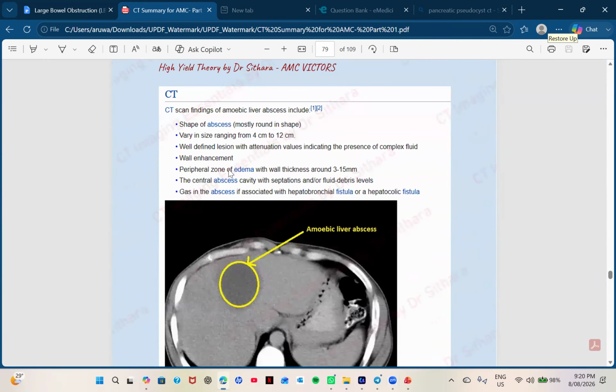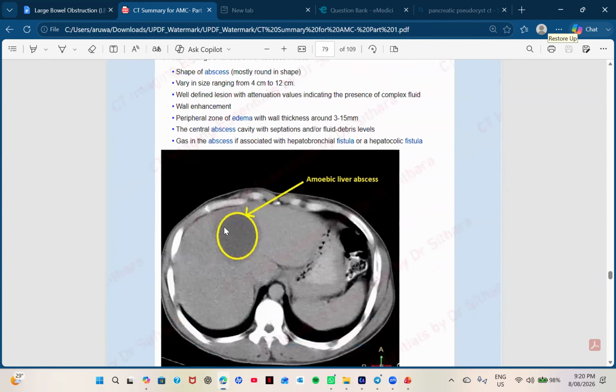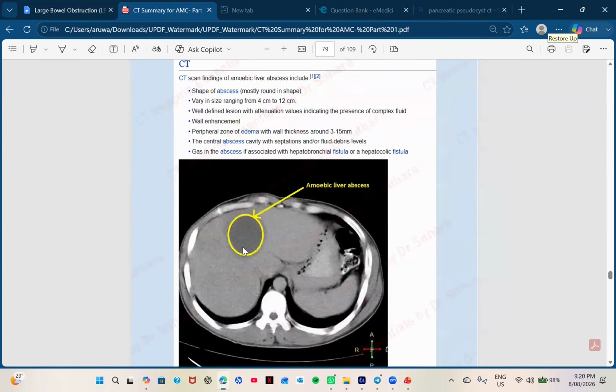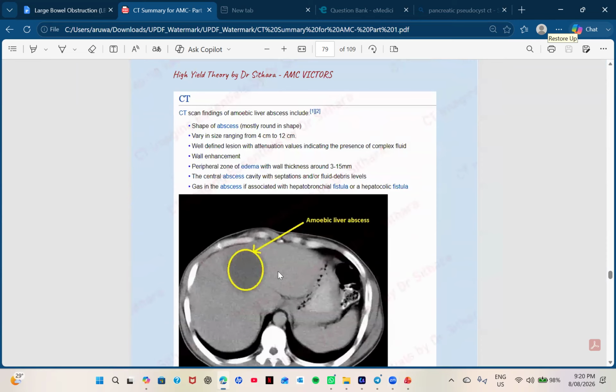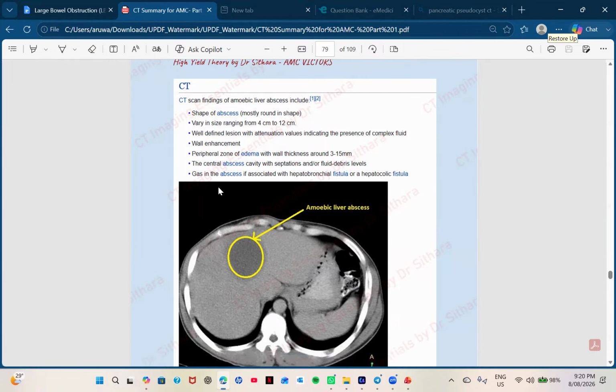Okay, so the CT findings. Here, as I told you, it's very clearly a solitary abscess. The shape of the abscess is mostly round, varying in size from 4 centimeters to 12 centimeters. A well-defined lesion with attenuation values indicating the presence of complex fluid, wall enhancement, and a peripheral zone of edema, with wall thickness around 3 to 15.